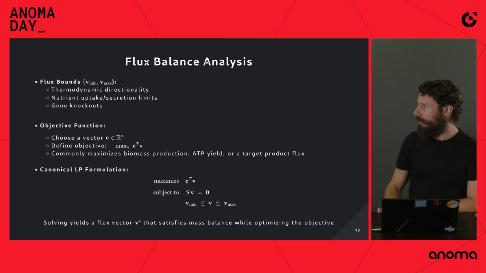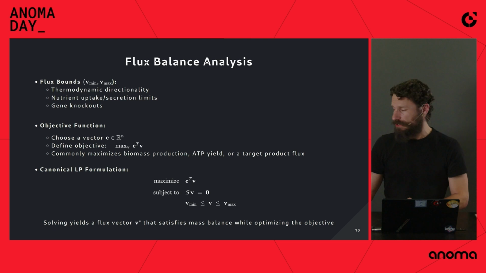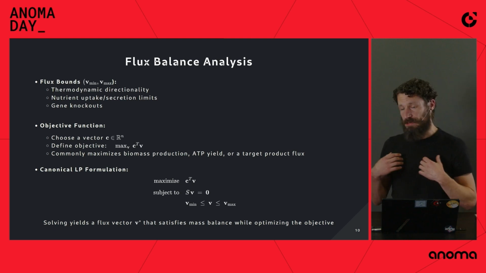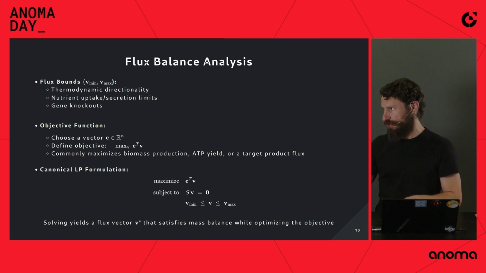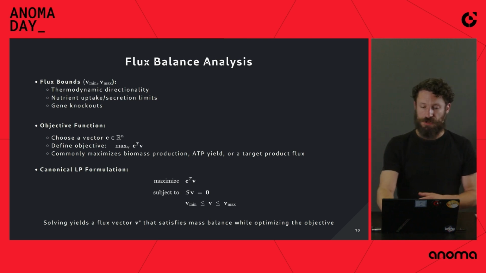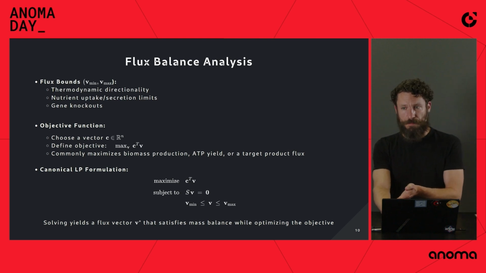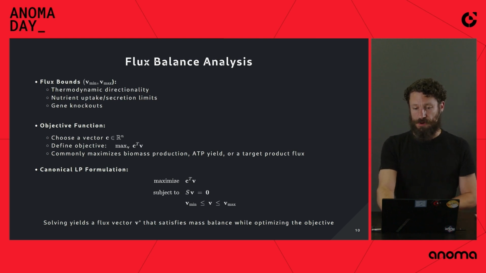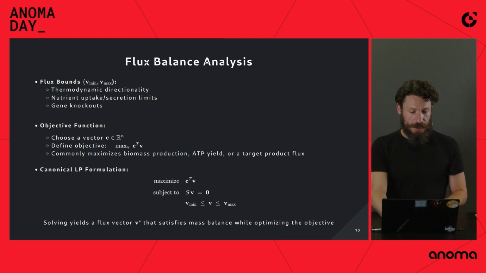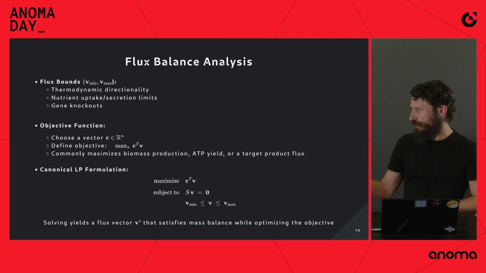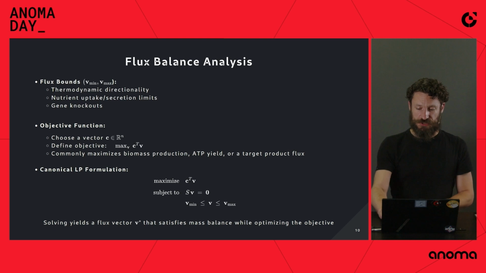This is the canonical linear program formulation. So we try to maximize this flux, where we decide what the objective is. We assume that is biomass production. It could be to yield as much energy as possible. It could be a particular target flux that we want to produce if we're talking about metabolic strain engineering. And solving this yields us this flux vector that satisfies these constraints.